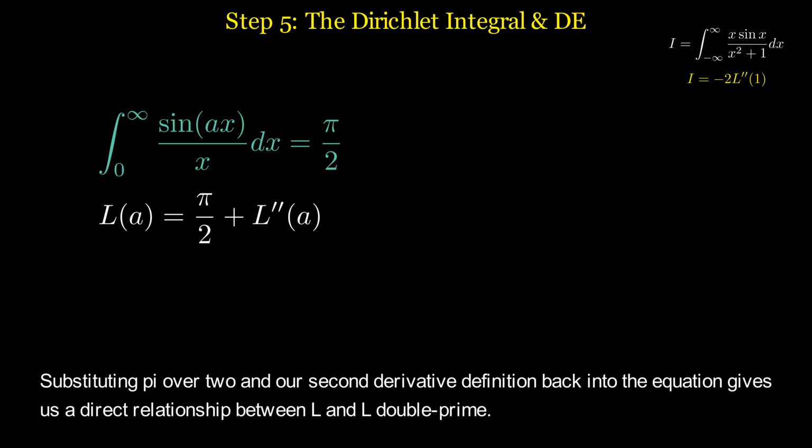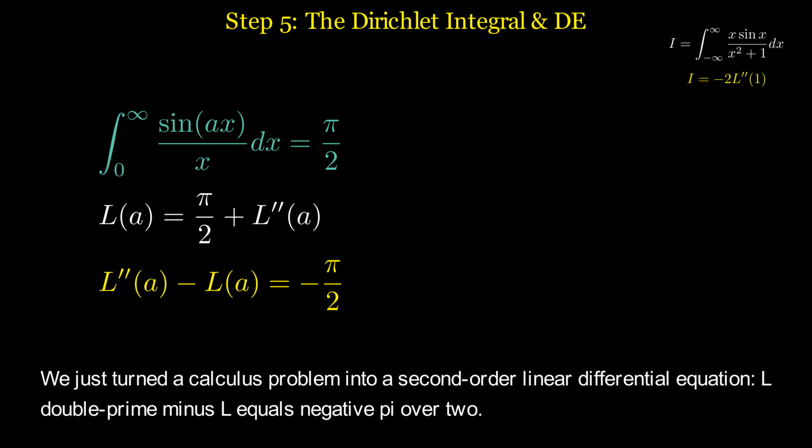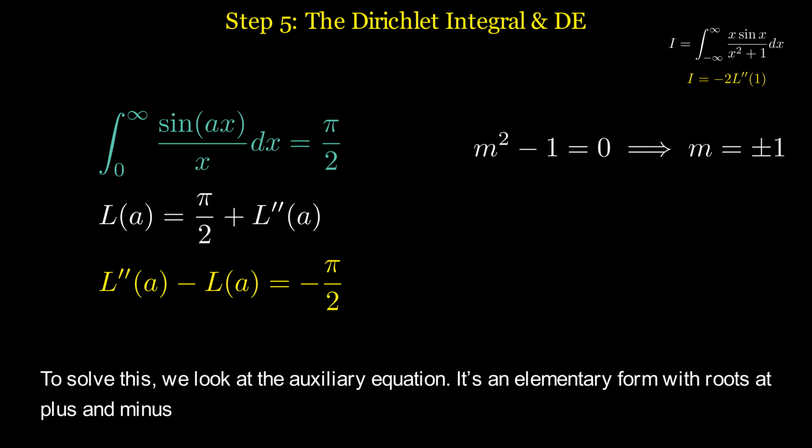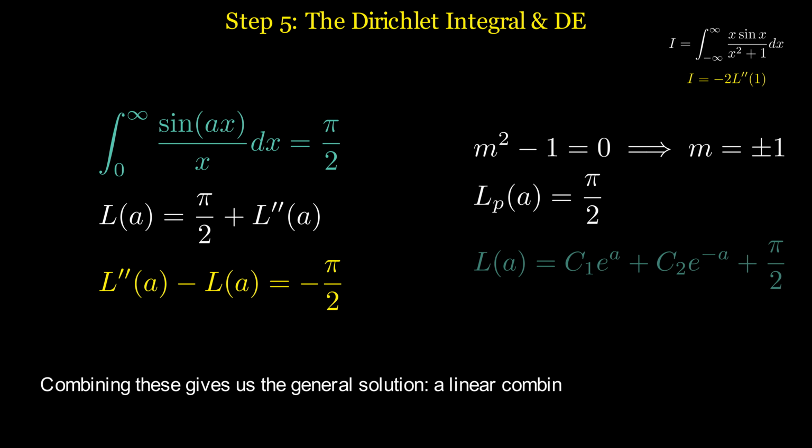Substituting pi over 2 and our second derivative definition back into the equation gives us a direct relationship between L and L double prime. We just turned a calculus problem into a second-order linear differential equation. L double prime minus L equals negative pi over 2. To solve this, we look at the auxiliary equation. It's an elementary form with roots at plus and minus 1. The non-homogeneous part is just a constant, so the particular integral is simply pi over 2. Combining these gives us the general solution, a linear combination of exponentials plus our constant term.